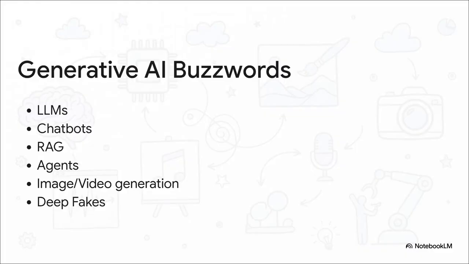You've probably seen these terms floating around everywhere. LLMs, that's large language models, they're kind of the foundational brains of the operation, like GPT-4. Chatbots are the friendly interfaces that let us actually talk to them. Then you've got RAG, which is a cool technique to get them to use your own documents for answers. Agents are AIs that can actually do things and complete tasks for you. And of course, the big ones, image and video generation, and the, let's say, controversial deepfakes. They might seem like totally separate things, but they're all interconnected pieces of this wild new AI ecosystem.